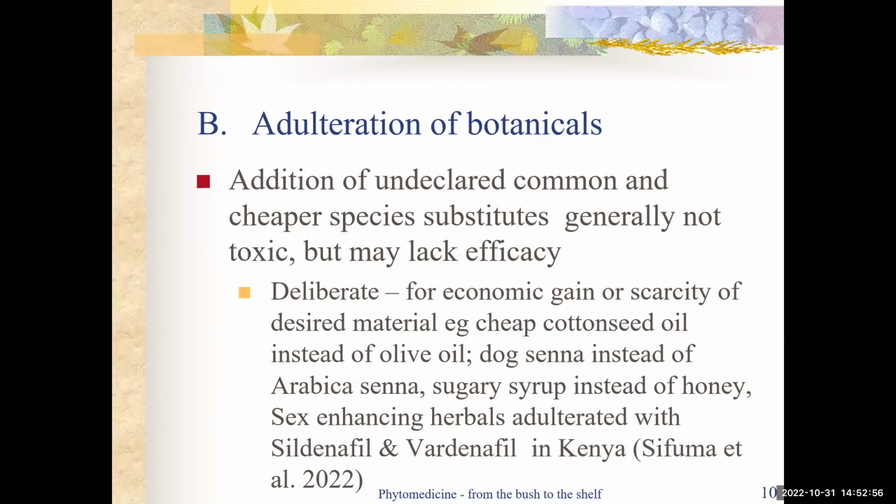For example, Arabica senna. There's a dog senna, which is sometimes used to replace the Arabica senna. Arabica senna is more prestigious, okay? Then also you've seen honey. We normally collect honey, but sometimes you get just a sugary syrup instead of the honey, of course, with different effects. So adulteration can be quite deliberate.